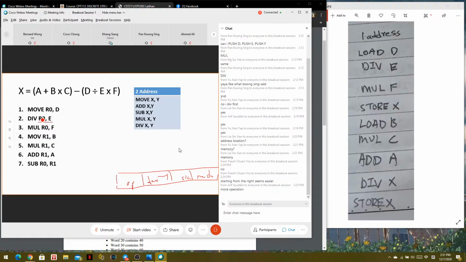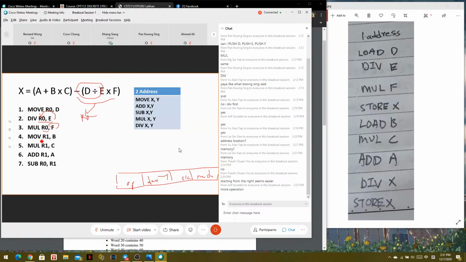So this one is R0 divide E and then store in R0. Okay, and then the next one is, because after dividing by E the whole thing is stored in R0 already, now you multiply R0 by F and store back into R0. Okay, so this is done. R0 now stores the whole first part already.